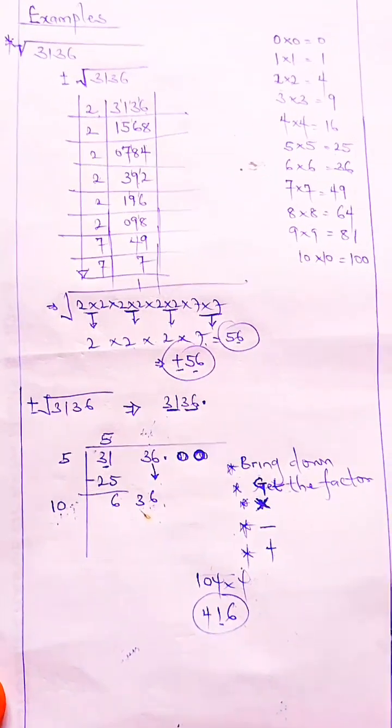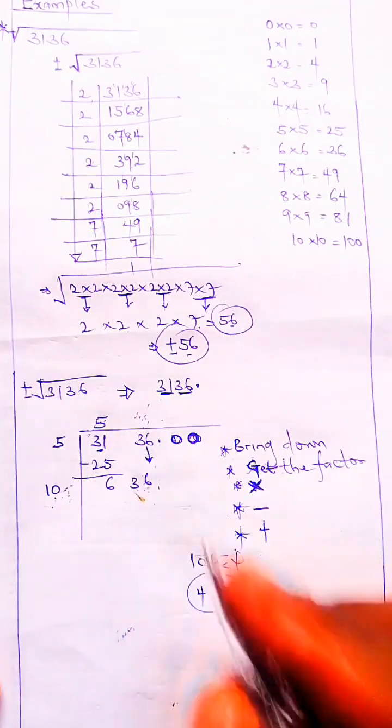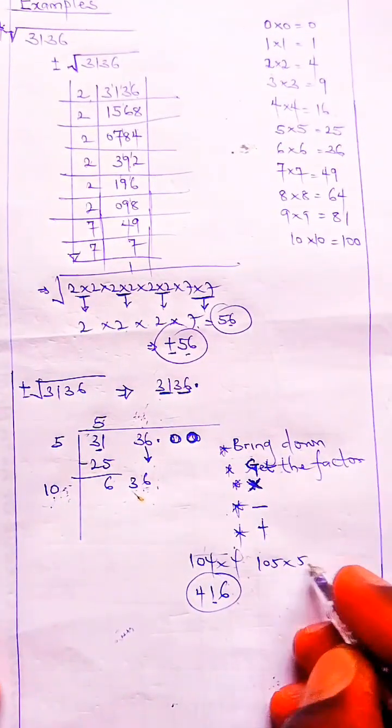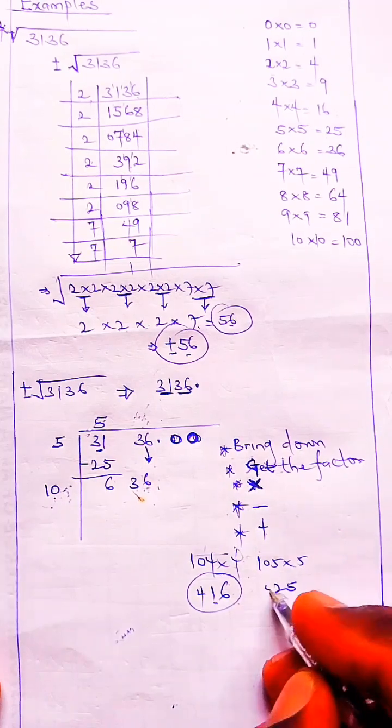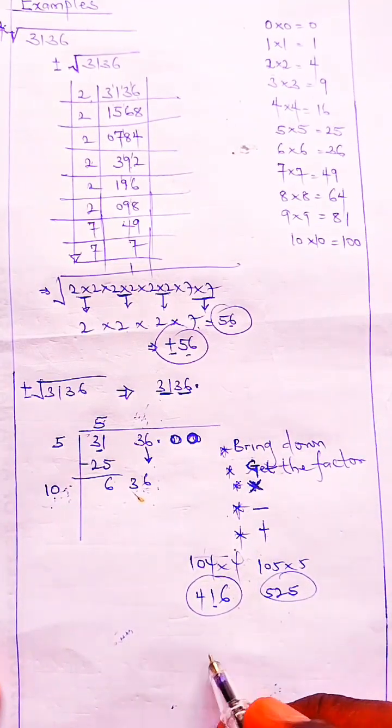5 and 5, let's try out 5 and 5. 5 here and 5 here. 105 times 5. 5 times 5, 25. Keep your 2. 5 times 0, 0 plus 2, 2. 5 times 1, 5. 525 is not up to 636.